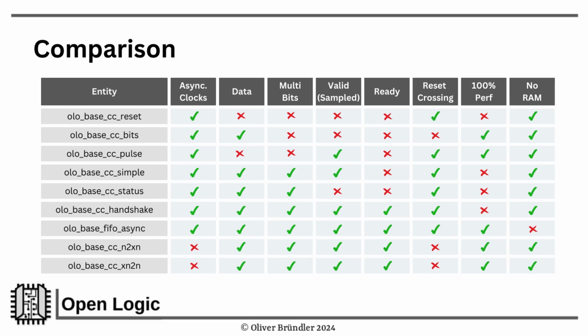clock cycle, if it contains a valid signal, so forward handshaking, if it contains a ready signal, so backward handshaking or back pressure, if it includes a reset crossing, if it allows to transfer data at full performance, meaning like one sample per clock cycle of the slower clock, and whether it requires RAM or not. You probably want to stop the video here and study the table in more detail.